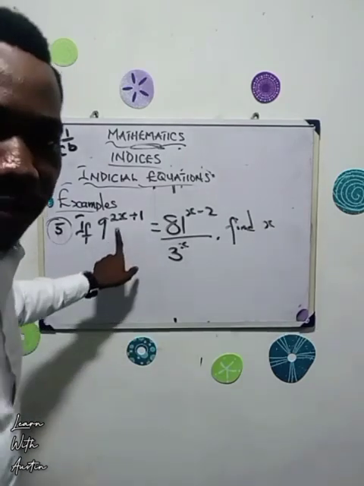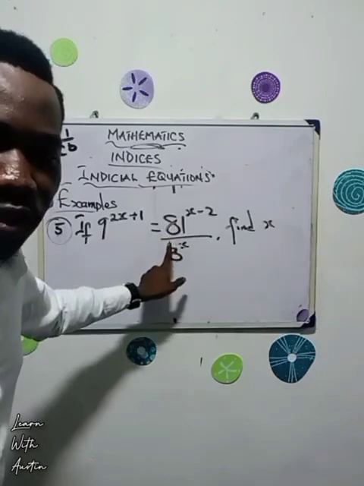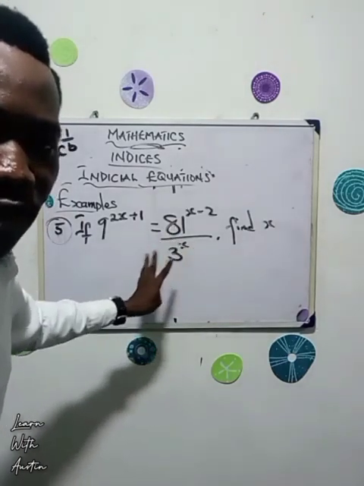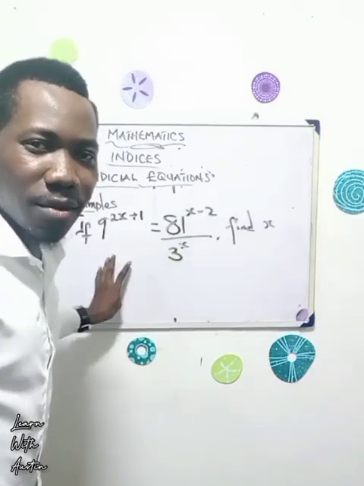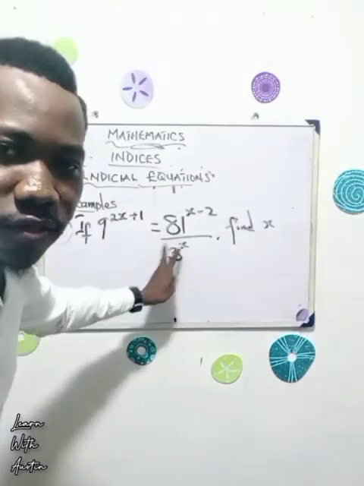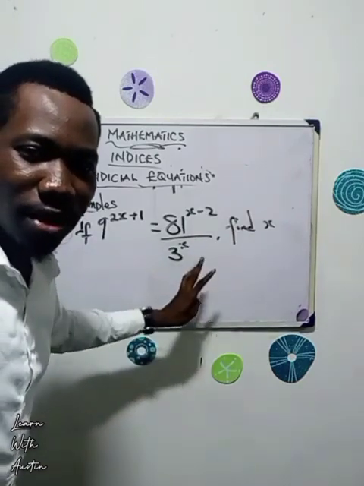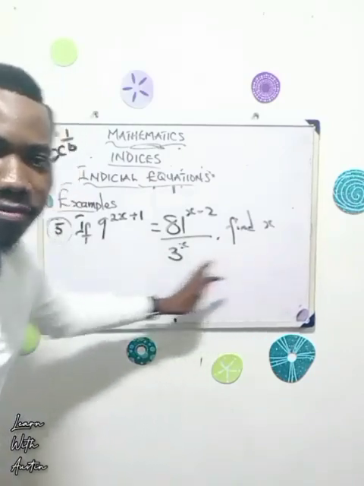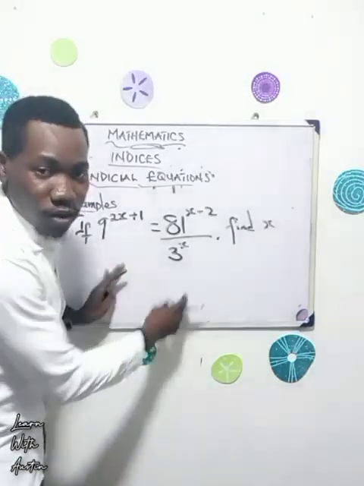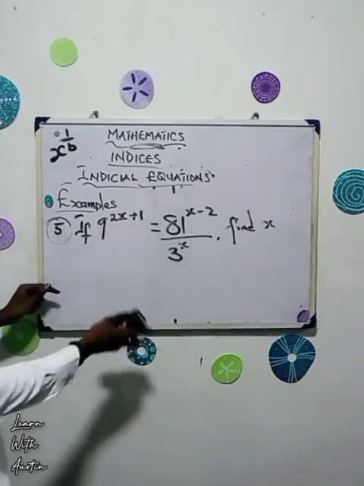9 raised to the power of 2x plus 1 equals. No, we're not going to do quadratic equations today, because I've not done quadratic equations, so many are not going to understand. So find x, alright? I'm going to write it small so that we can have space for working.